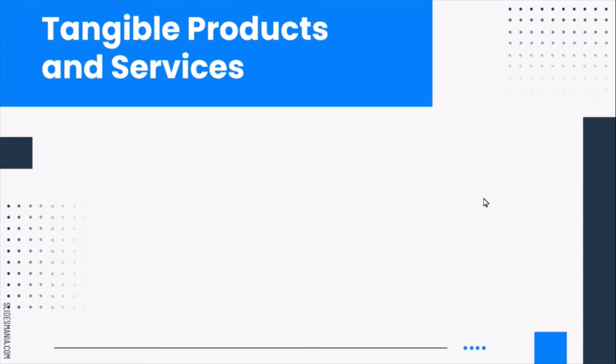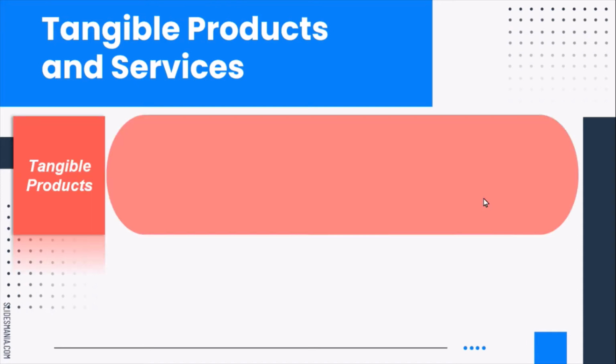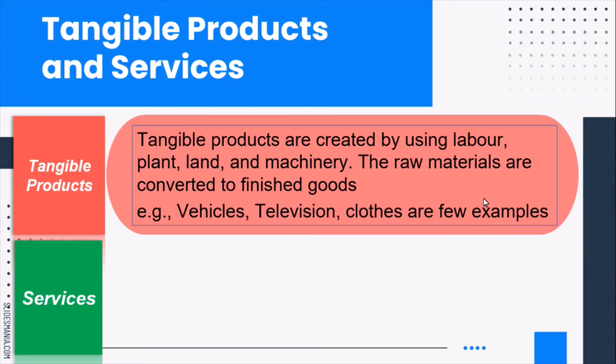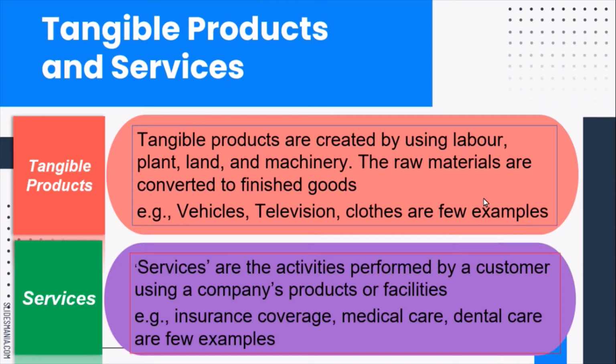Tangible products and services. Tangible products are created by using labor, plant, land, and machinery. The raw materials are converted into finished goods. Examples of tangible products are vehicles, television, clothes. Those are a few examples. When you say services, services are the activities performed for a customer using a company's products or facilities. Examples are using the insurance coverage, the medical care, the dental care.